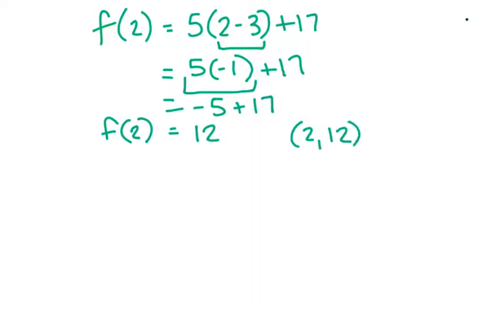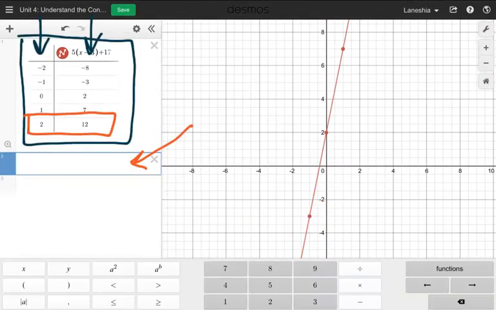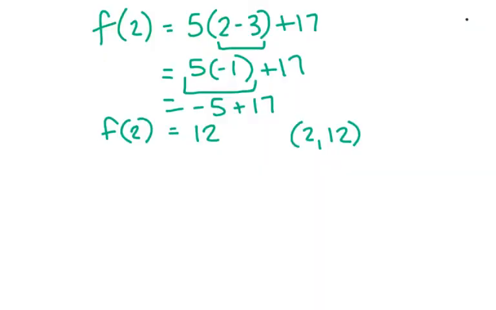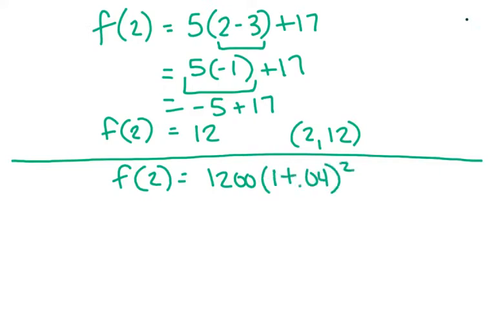Now let's take a look back and see if that's the same thing that Desmos gave us. Yep, it is. Same thing Desmos gave us. Let's do the same thing with our exponential function. Let's see what we get. All right, so we got f of 2 is equal to 1200 times 1 plus 0.04 to the second power.